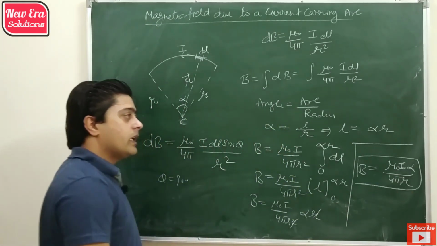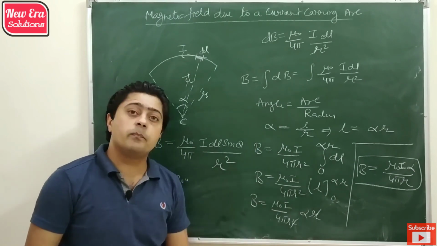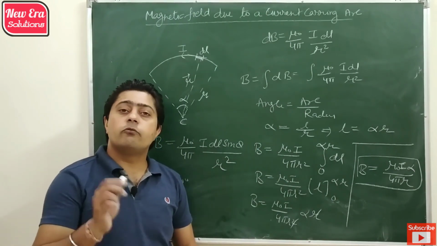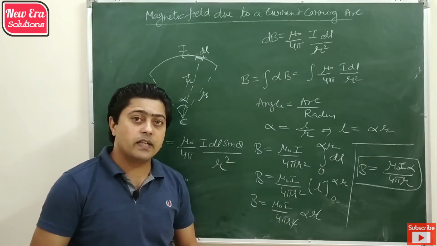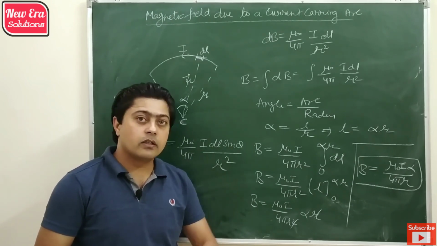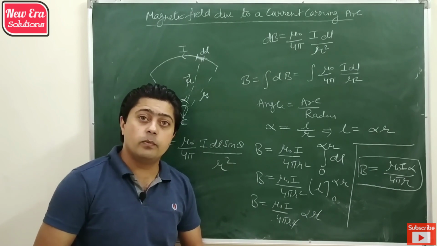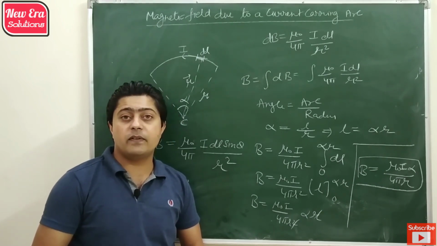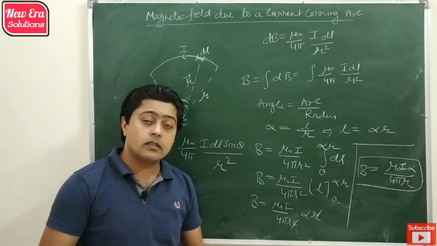So by putting the value of the angle made by the arc, we can find the magnetic field due to that loop at its center. So for different loops, we can find the magnetic field at the center by using this formula.